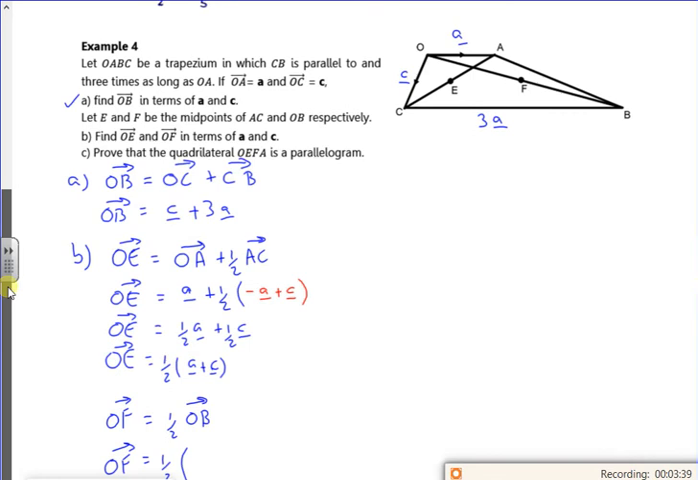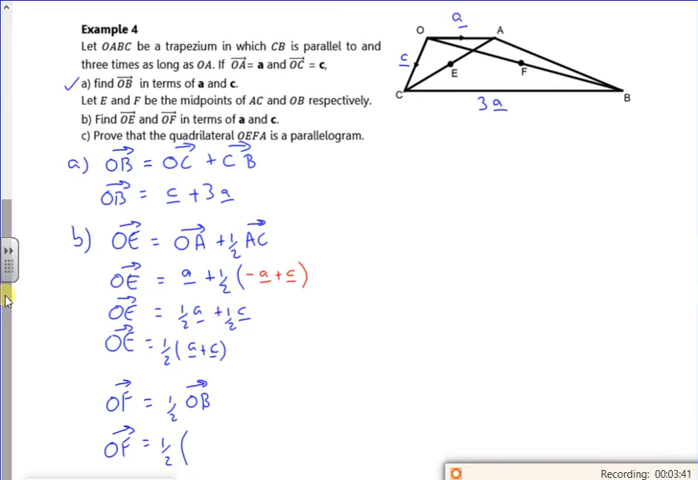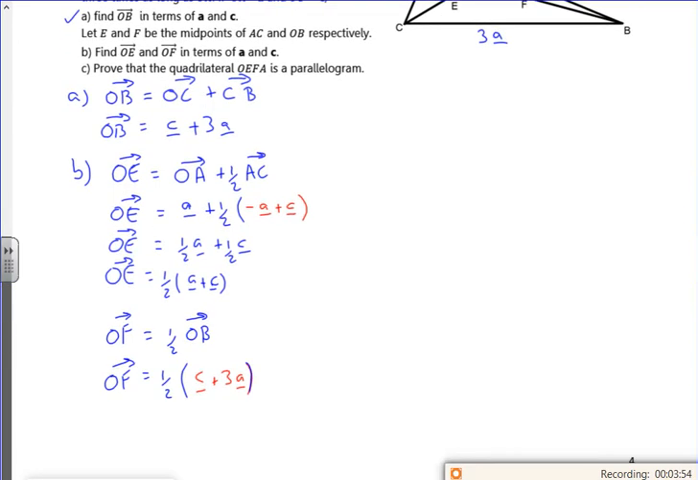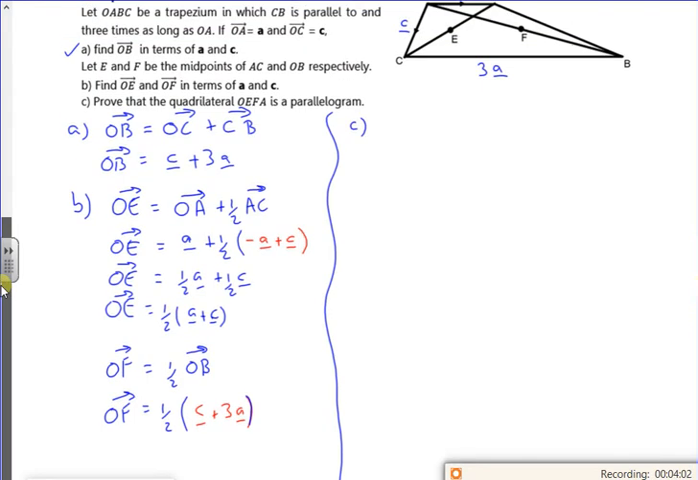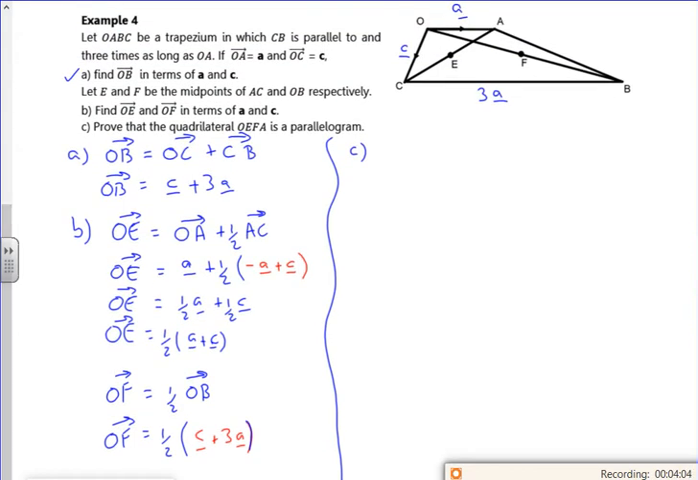So to get from O to B, I'm going to do a c, so that takes me from O to C, and then a 3a. I'm only going half as far for that one. Check the answers, make sure I'm okay. Yeah, that works. Right, so that is moderately okay. Now it's this proof that the quadrilateral OEFA is a parallelogram.